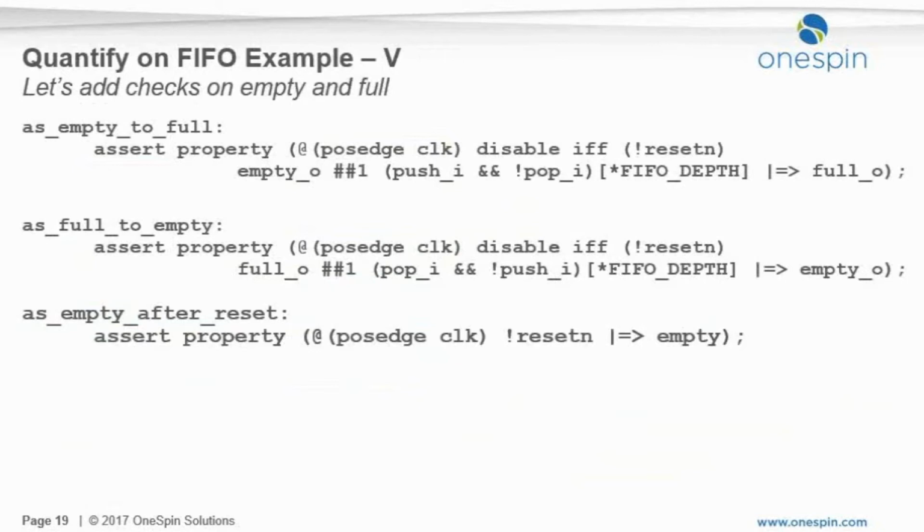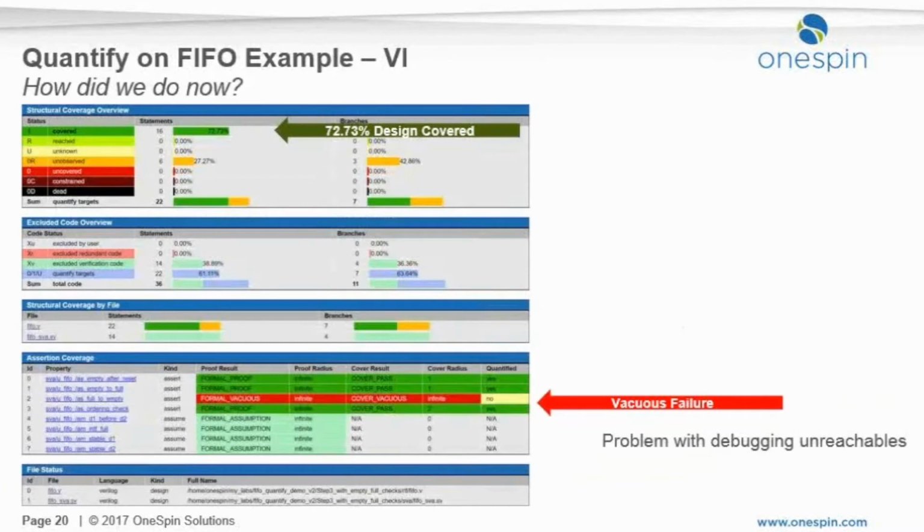I'm not saying this is the only way to write it. You can write other assertions that are observing the state of empty and full. Once you do this, the coverage number increases. So now I've got 72% of the design covered. But interestingly, one of my checks has failed. I can't actually get full to empty to pass. So it looks like there was a bug in the design, which I could not have foreseen before.